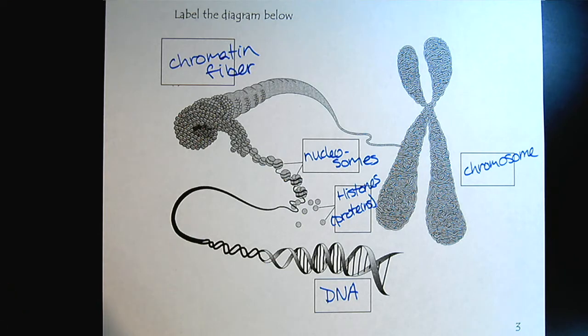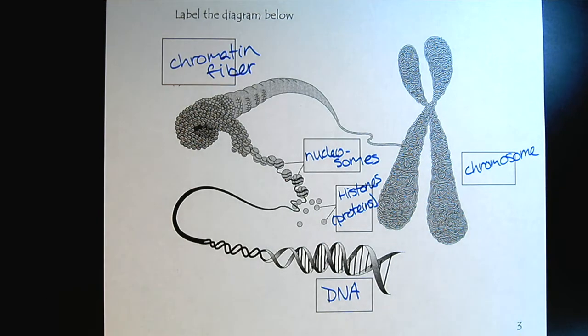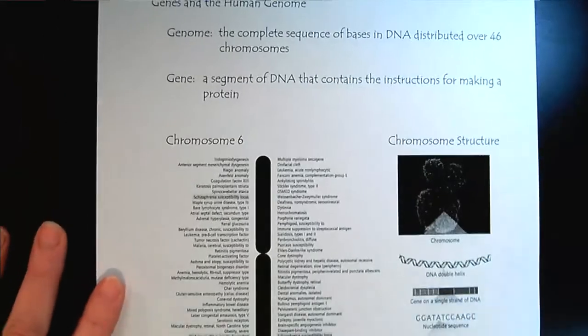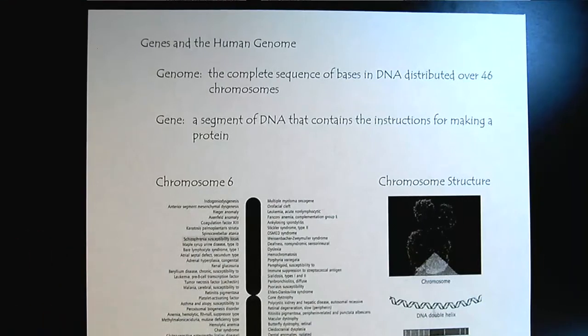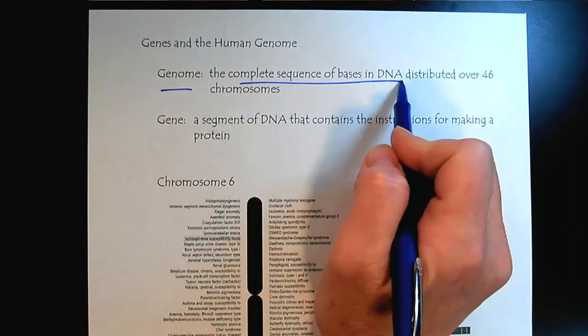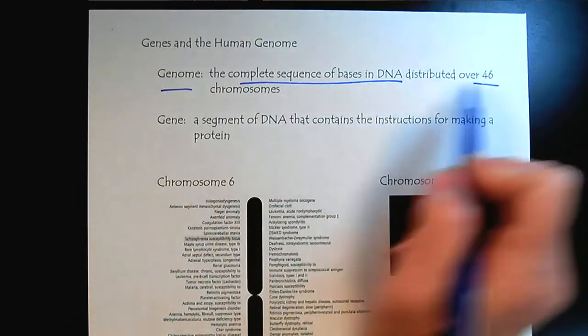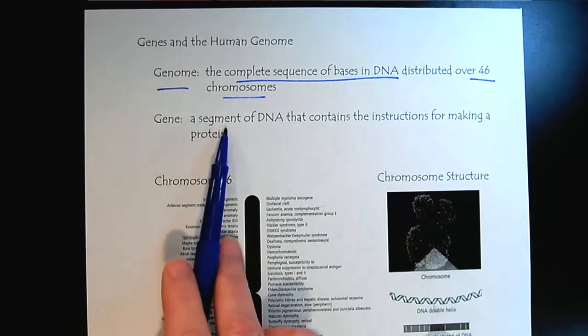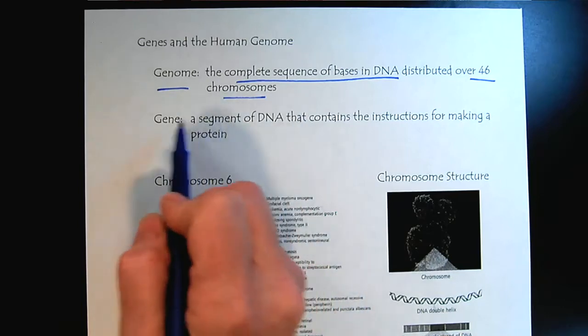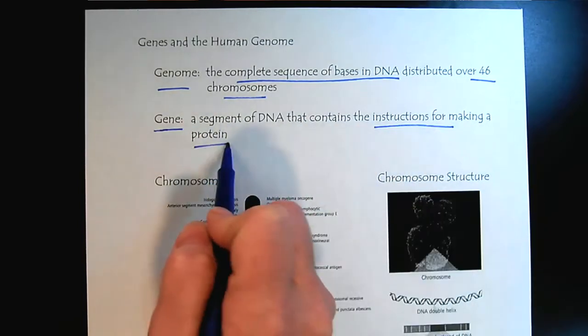And now let's look a little more closely at, we know that DNA holds the genes or the instructions for synthesizing proteins and enzymes. So let's look a little more closely at that for a minute. All right, so there's been a lot of talk, right? The genome is the complete sequence of bases of DNA distributed over the 46 chromosomes. And a gene is a segment of that DNA, right? So the gene is where we have the actual instructions for making the protein.